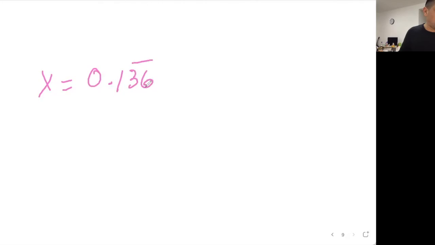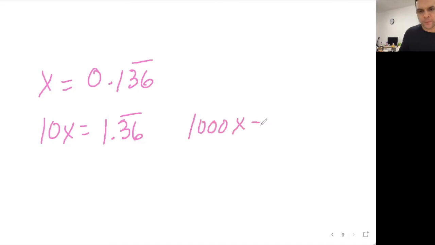Now the next number: 0.136 with the 36 repeating. First I'm going to make two new numbers. I'm going to multiply by 10 and move the decimal point 1 place, and I get this. Now I want to isolate this repeating part, so I multiply the original by 1,000 to move it 3 places. So it's going to be 136.36 repeating.